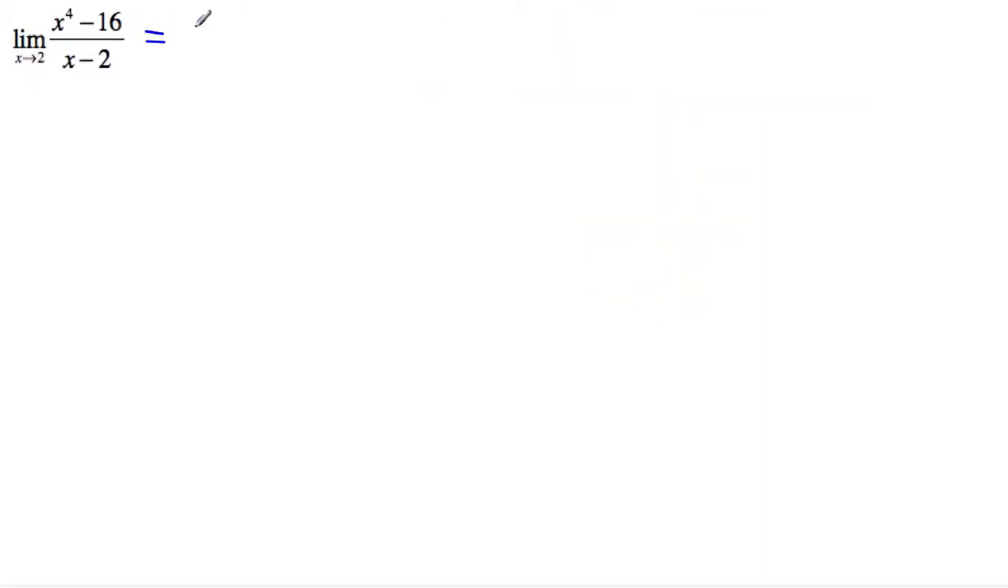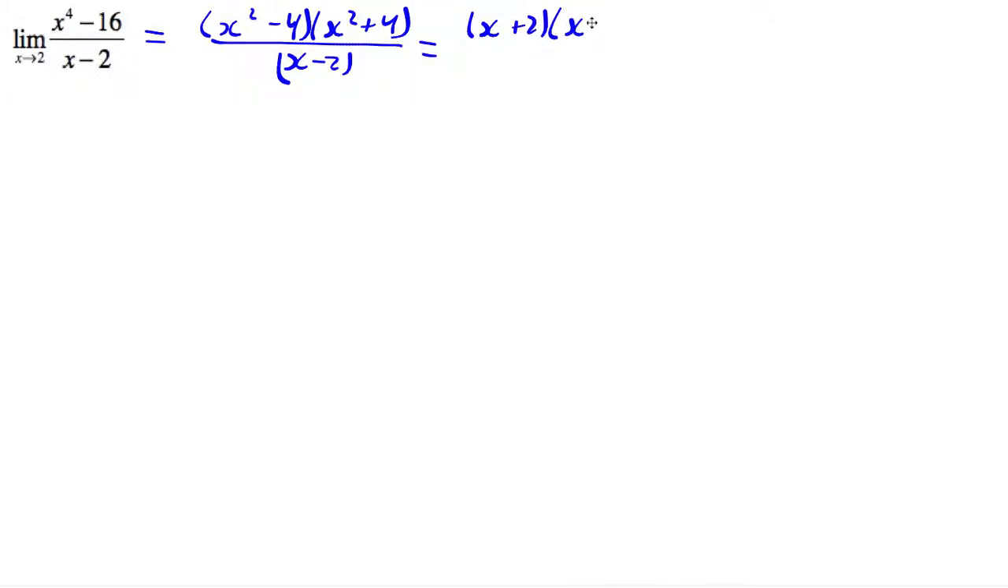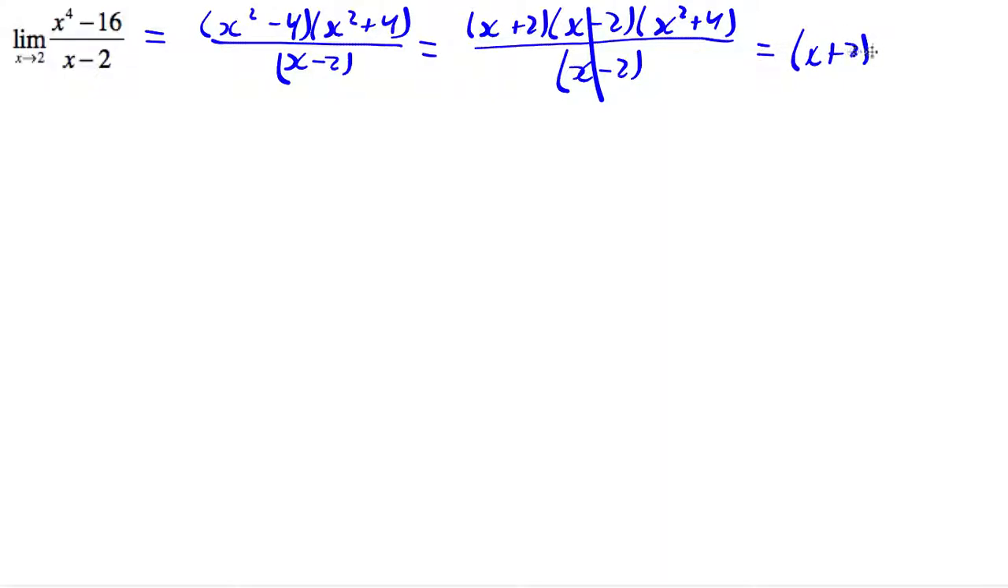Over here, this is a difference of 2 squares. So we actually get x squared minus 4 times x squared plus 4 over x minus 2. And that x squared minus 4 is also a difference of 2 squares. So we get x plus 2, x minus 2, x squared plus 4 over x minus 2. The x minus 2's cancel out. And so I get x plus 2 times x squared plus 4. And so this gives me 4 times 8, which is 32.